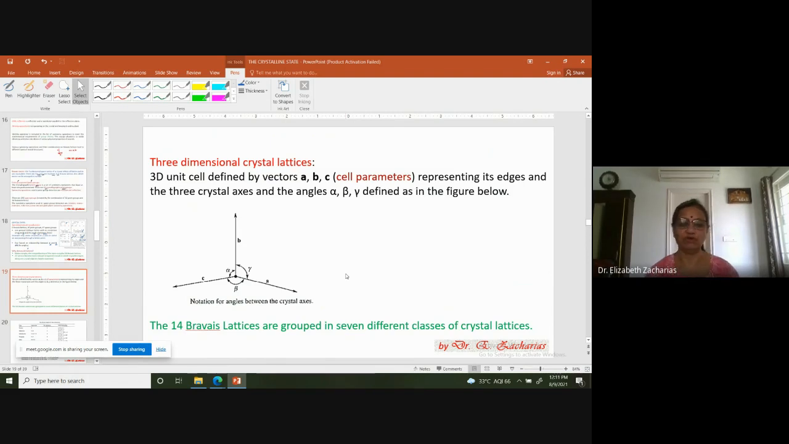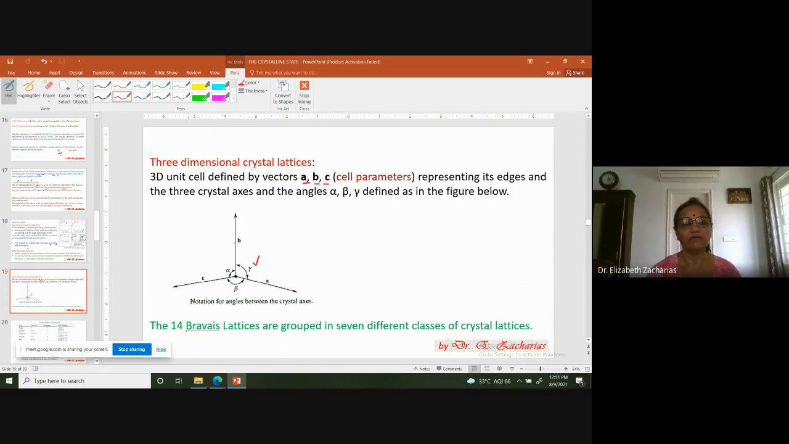Then 3-dimension. When you come to 3-dimension, instead of just A and B, you're going to have A, B, C. And they are called the cell parameters. And you can see that the angle between A and B is gamma, which we just talked about in 2-dimension. Angle between B and C is alpha, and angle between C and A is beta. So you have to remember this order.